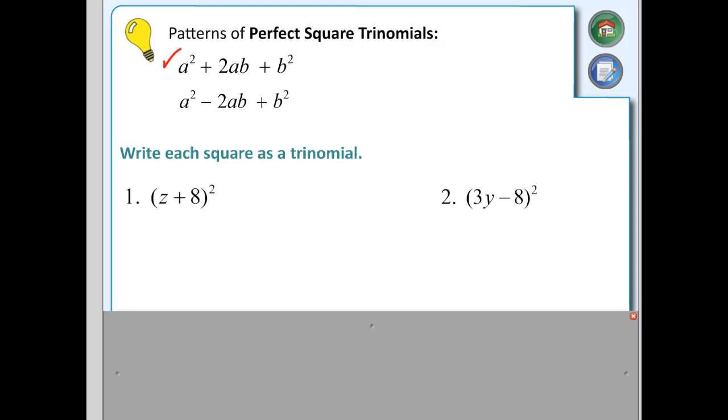And here's what the pattern is. We look at the first term. This is considered A, and this is considered B. So we look at the first term and we square it. So what's Z squared? Z squared. Now the middle is plus 2AB. What does that mean? Well, we're going to multiply Z and 8 together, which is 8Z, and then we double it, which is 16Z, and then we square the last one, B, which is 64.